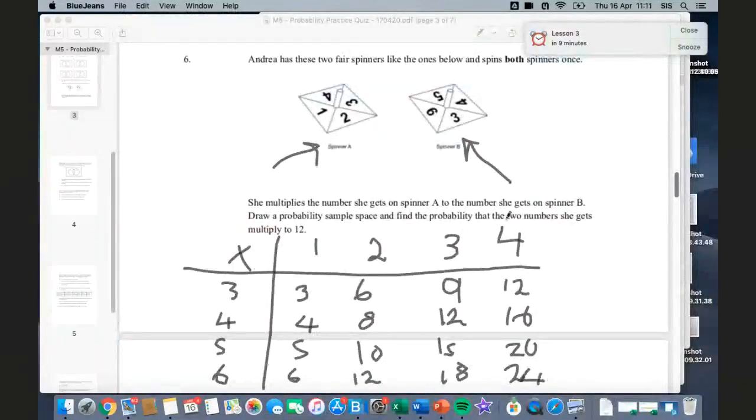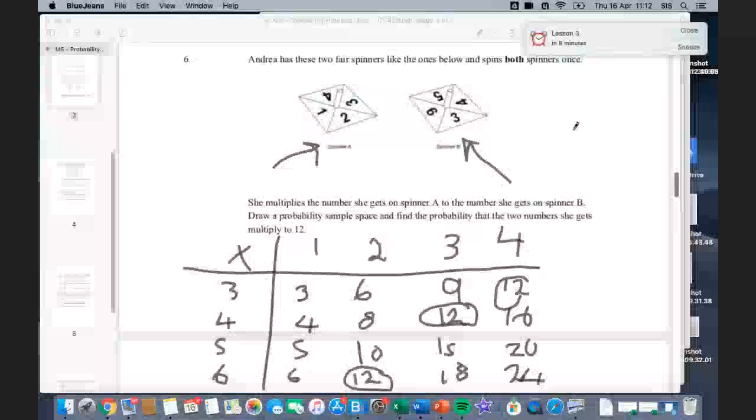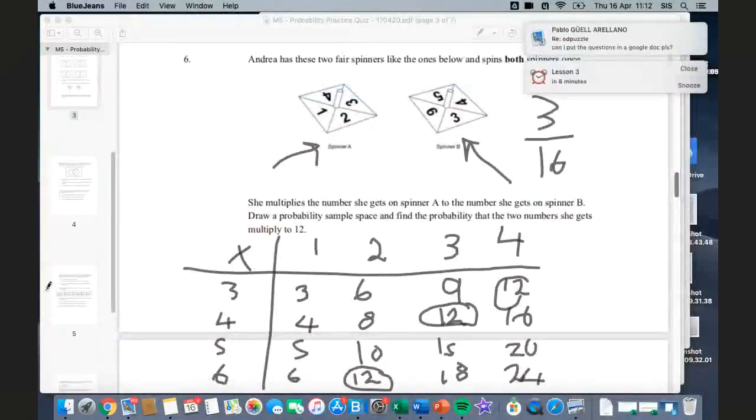And find the probability that the two numbers she gets multiply to 12. So we've got to see, well, which ones in the diagram or in the sample space are equal to 12. There are only 3 options, and there are a total of 16 options altogether, 4 times 4. So the answer is going to be 3 over 16.